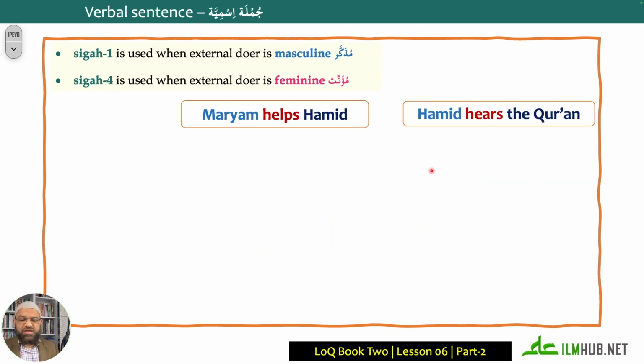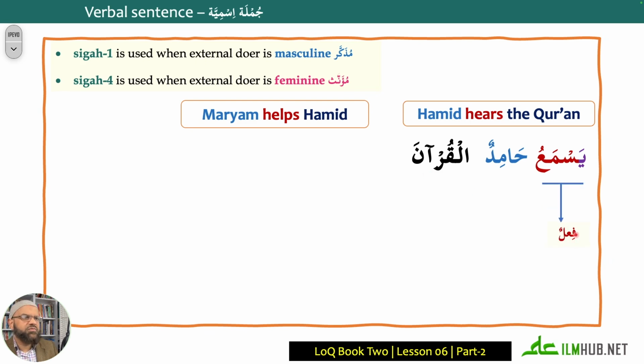So when it comes to the mudari, it's exactly the same principle. So here Hamid hears the Qur'an. I'm sure you can recognize this is present tense. Maryam helps Hamid. Now in the first example, I will say yasma'u. Sami'a is the past tense. Yasma'u is the present tense, meaning he hears or he listens. So Hamid listens to the Qur'an, I could say, or Hamid hears the Qur'an. Hamidun is my doer. Al-Qur'ana is the object. So here again, very simple. Fa'ilun is yasma'u, and of course it has a hidden doer, which is huwa.